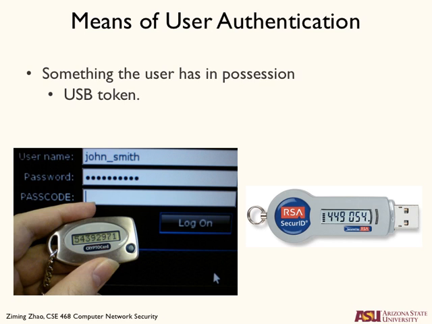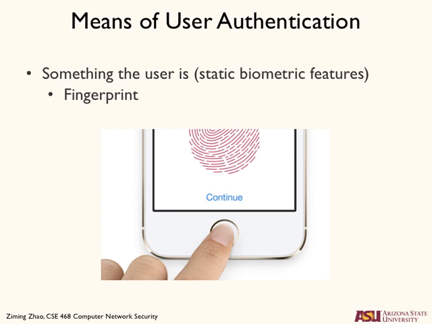And in some systems, there is no code. You just put this USB token there, and you can get authenticated. And the third type of user authentication is using something the user is. So basically some static biometric features, such as fingerprint.